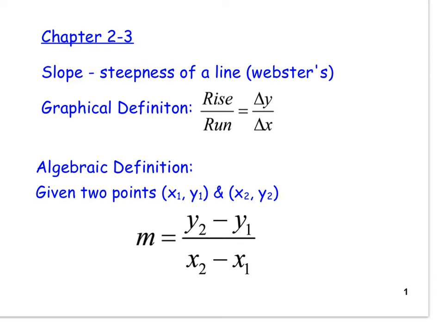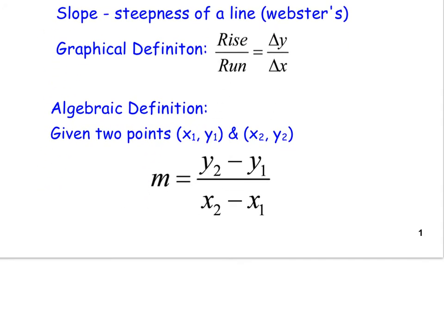Okay, today we're talking about slope, and if you look at the notes that I'm giving you, there are three definitions. The first definition is what we call the Webster's Dictionary definition, and that's going to be the steepness of a line. Then we have the graphical definition, which is regularly known as rise over run, the change of y over the change of x, and if you see their triangle, you know that that's going to be the change of. And then we have the algebraic definition.